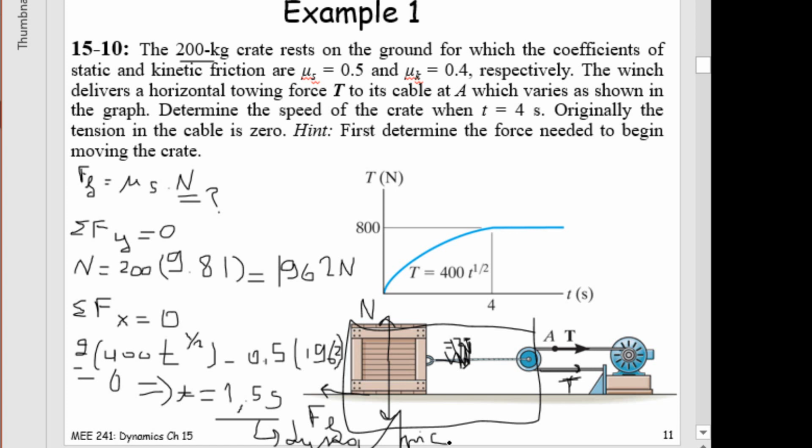especially since I know that the velocity at state 1 is equal to 0, because from this sentence, the 200 kilogram crate rests on the ground. So at the first state, the velocity was 0. But you cannot apply the conservation of mechanical energy, because remember, you have a frictional force here. So let's now apply the principle of impulse and momentum, which is in fact this chapter. I have to apply the principle of impulse and momentum in order to find V2.